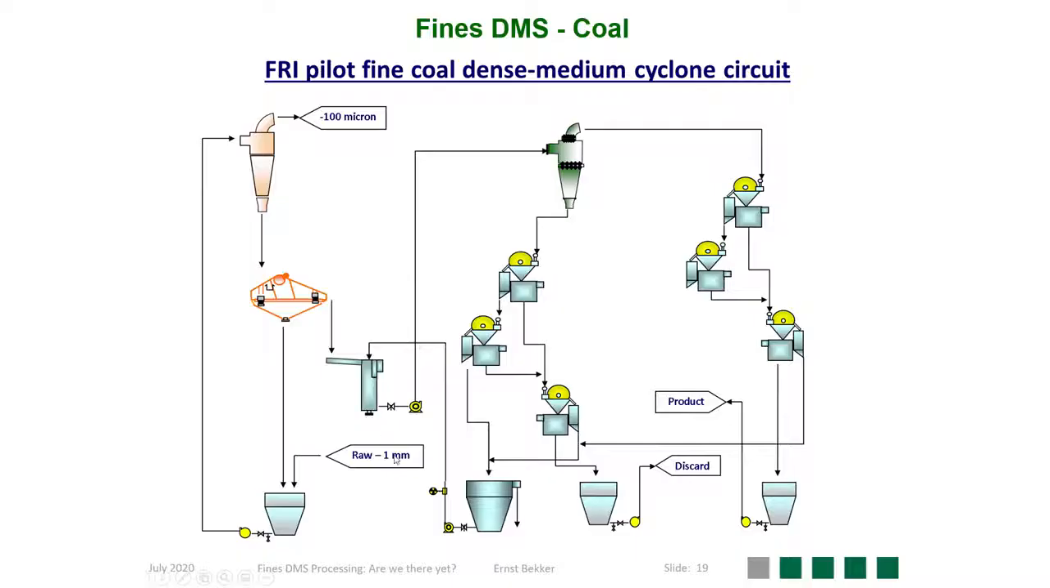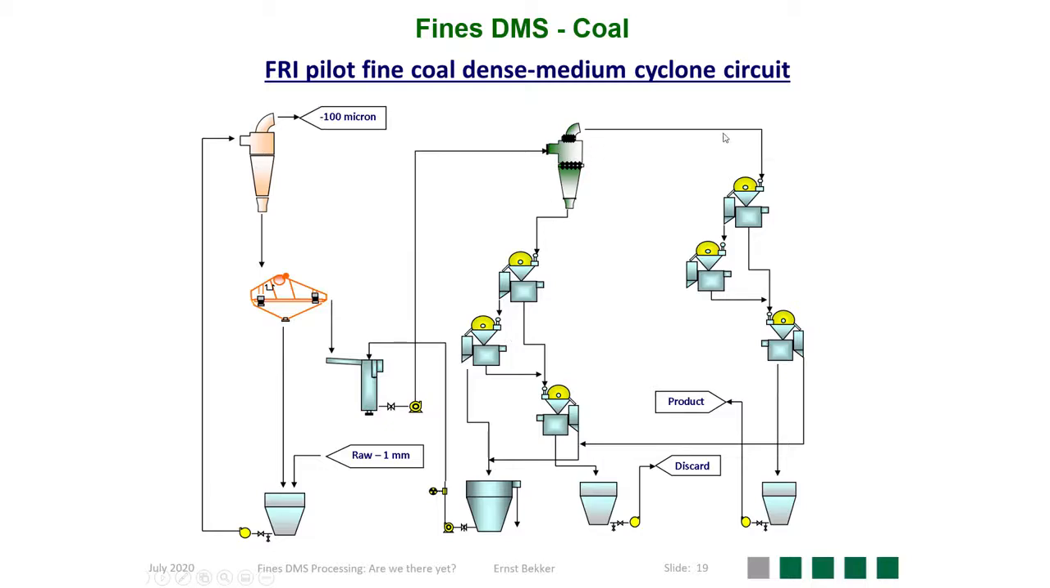The Fuel Research Institute of South Africa then went further, and they built a pilot plant where -1 millimeter was introduced to the process. It got deslimed via a hydrocyclone at 100 microns, and the -1 millimeter plus 100 microns was then fed into a dense media process.